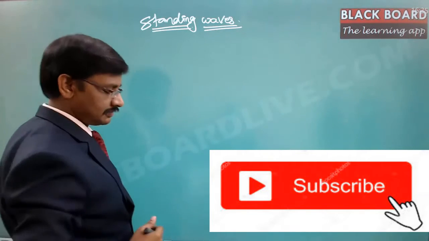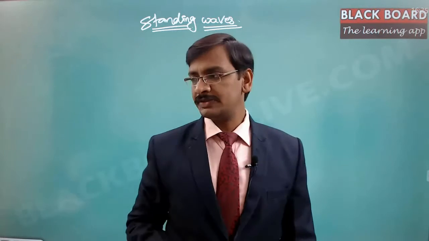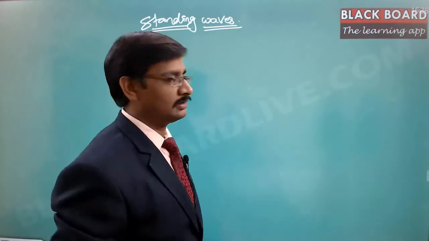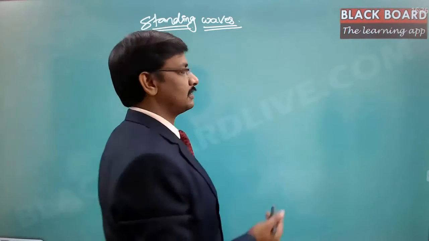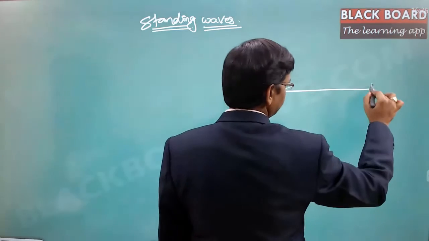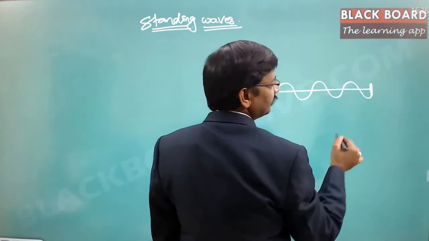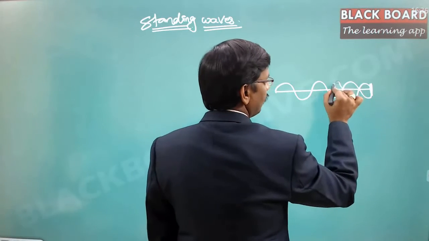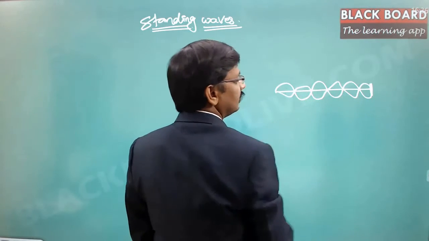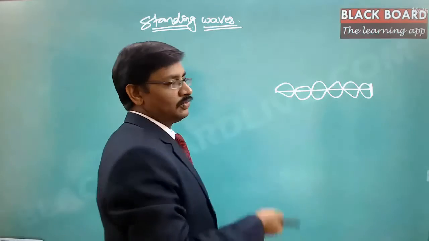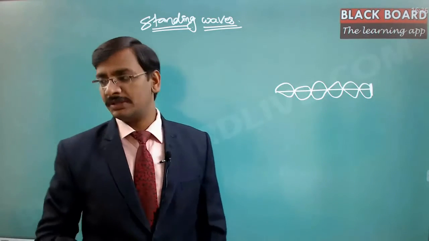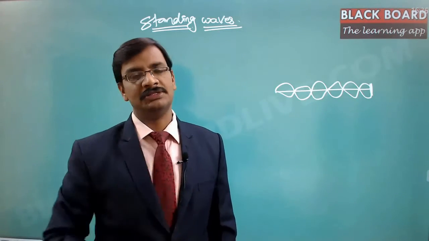Standing waves. The concept of standing waves is, in one particular thread, if there are two different waves traveling in opposite directions, suppose one wave is traveling in this direction and there is one more wave traveling in the opposite direction like this. Then you can see, when you continuously give jerks to a thread like this, you keep on giving the jerks.